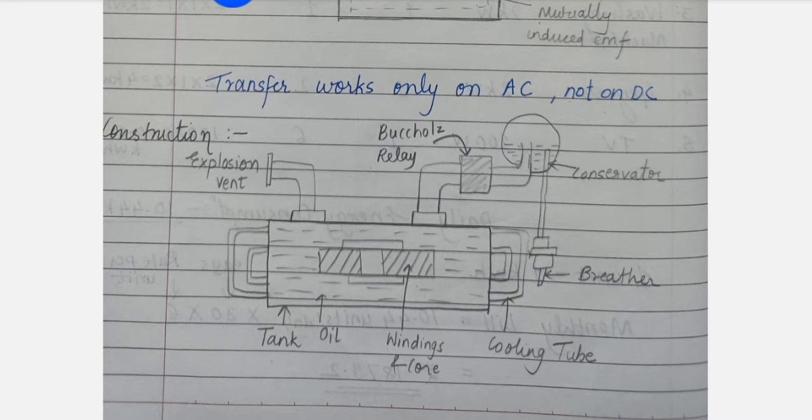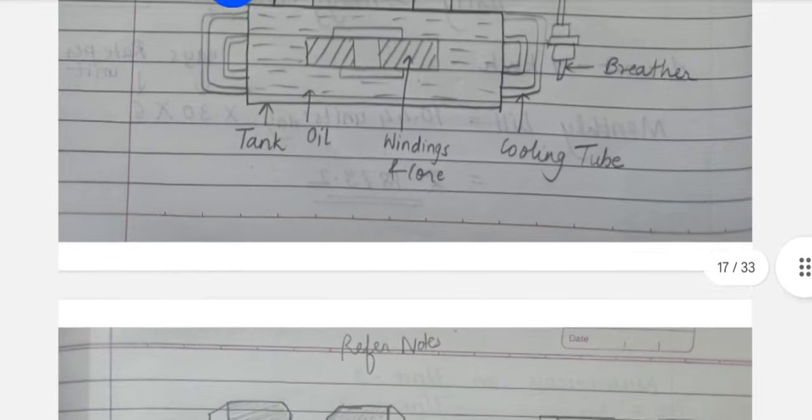Then you can see the breather on the right side. It manages air exchange to prevent moisture and impurities from entering the transformer. Then you can see the cooling tubes, which enhance heat dissipation, maintaining optimal operating temperature for efficient performance. Just understand the components, nothing important here.